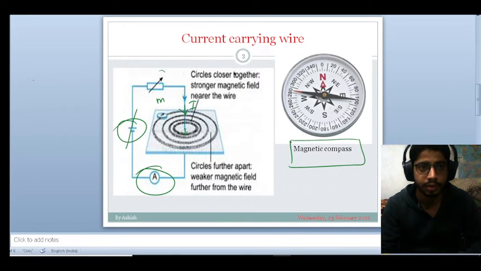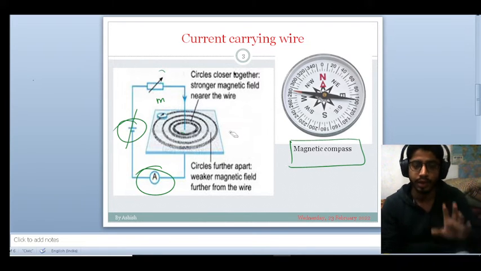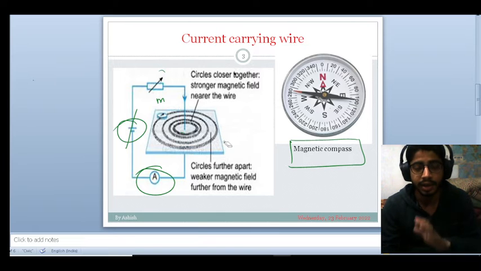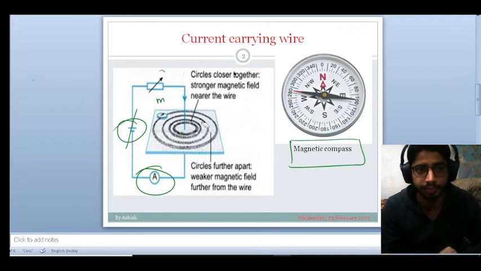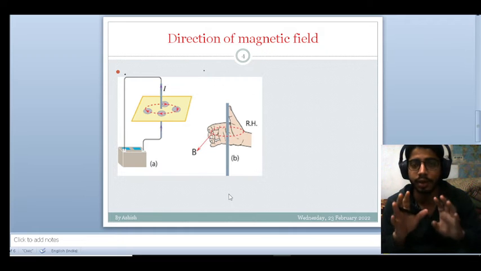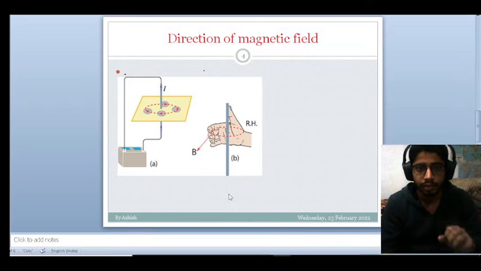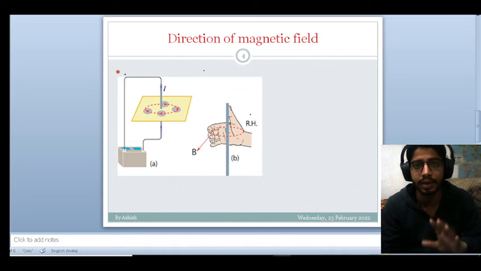Actually, when we take the magnetic needle near the current carrying wire, it deflects. So we can say that the current carrying wire produces a magnetic field. So the next question: if the current carrying wire produces a magnetic field, what is its direction? This is given simply by the right hand rule.